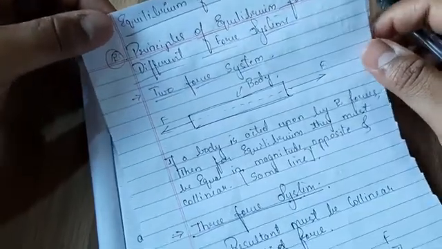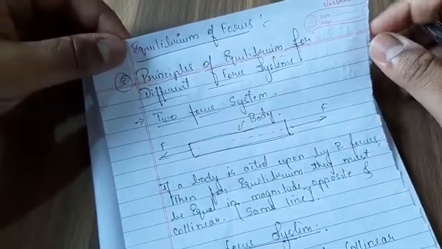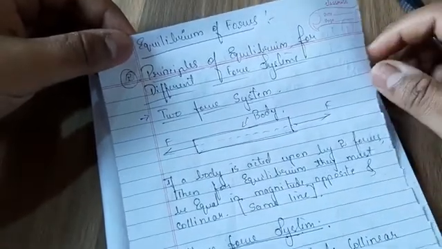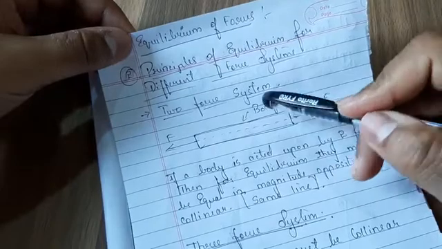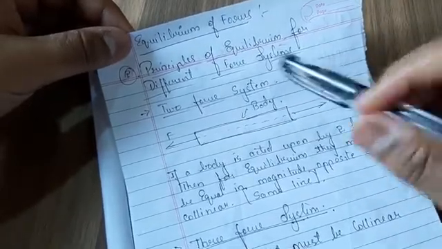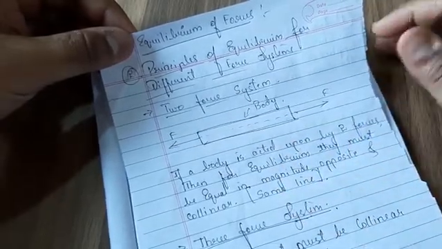Next, in order to do the problems, you need to know some of the principles of equilibrium for different force systems. We shall take two examples as such now. Okay, this is called the two force system. What you can see here, in a two force system, the forces are applied towards the left and right side. They are trying to pull the body.